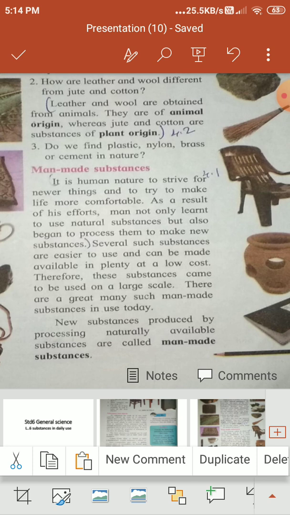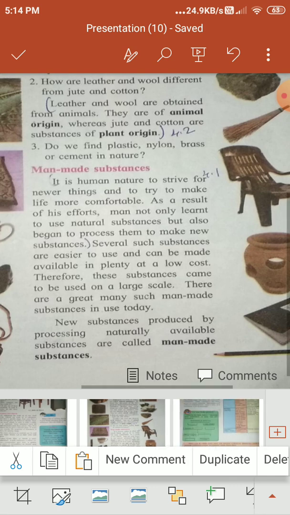Several man-made substances are in use. They are easier to use and are available plentifully at low cost. They satisfy the needs of man and make his life more comfortable. Now, examples of man-made substances are on the next page.